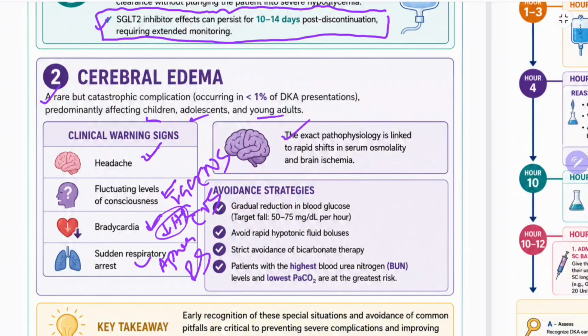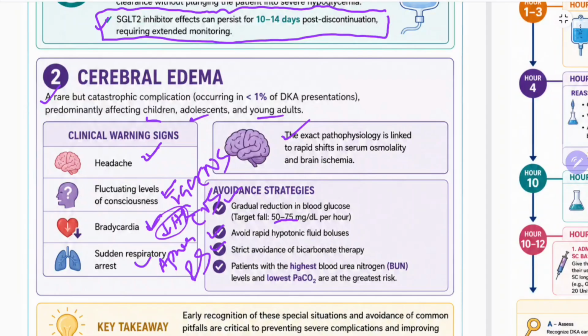How to avoid this complication? Gradual reduction in blood glucose, target fall between 50 to 75 milligram per deciliter. If the blood glucose is falling rapidly, there will be a shift of fluid, and either the brain cells will lose the fluid or they will gain the fluid, causing cerebral edema. So gradual reduction of blood glucose is required. Avoid rapid hypotonic fluid doses, hypotonic fluid like 0.45%. These are all hypotonic fluids. Strict avoidance of bicarbonate therapy. Routine use is not indicated. Bicarbonate therapy only in cases of severe DKA.